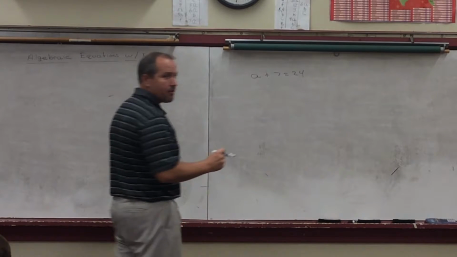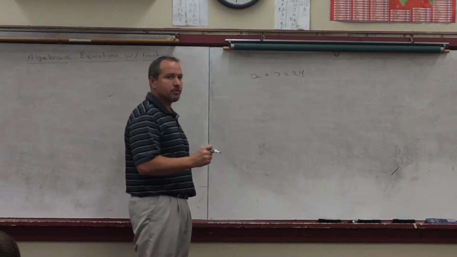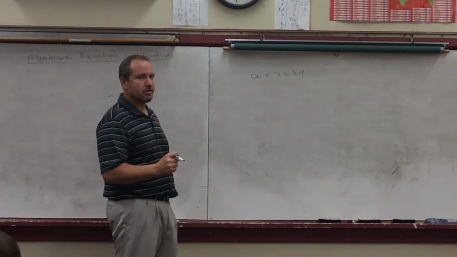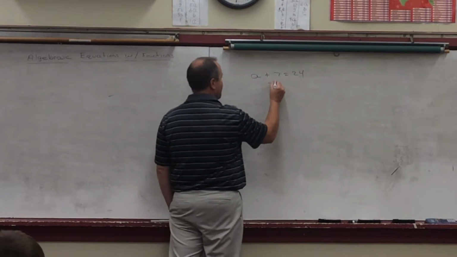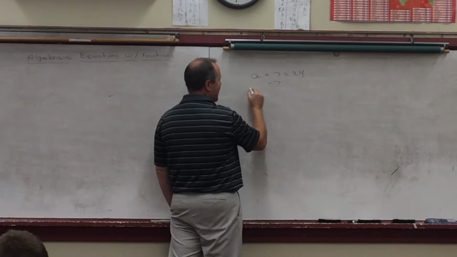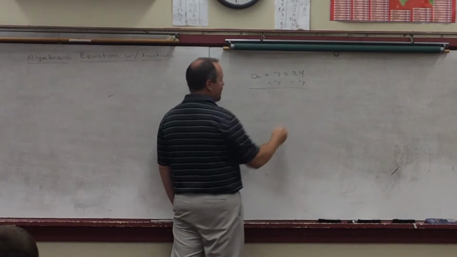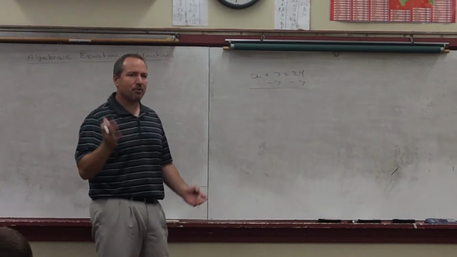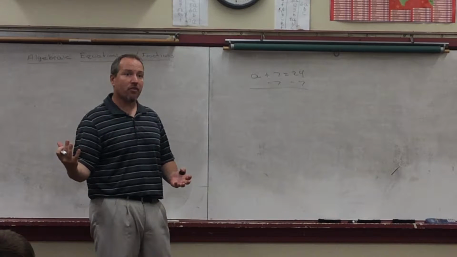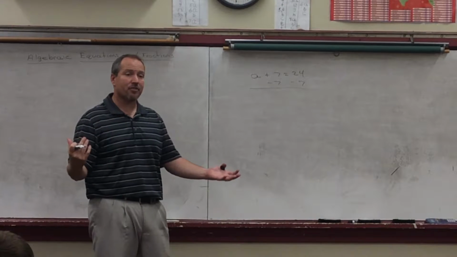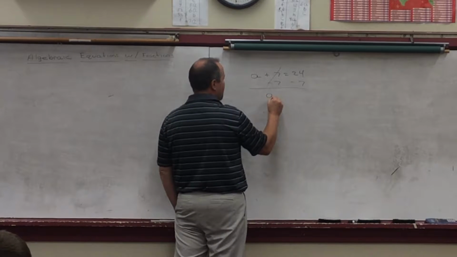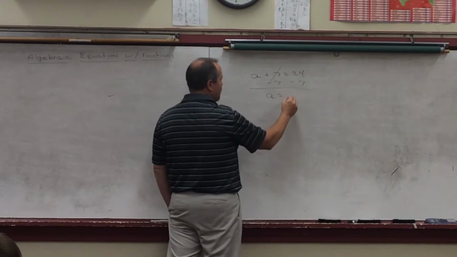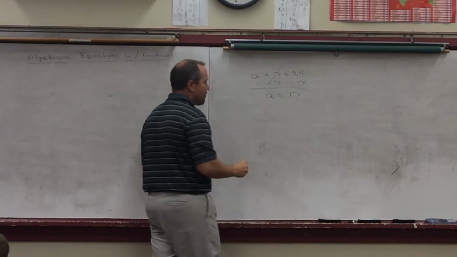Nadia? We basically put a minus 7 under the 7, and they just cancel each other out. Okay, and you put another one under the other side. Just like on a balance beam or a seesaw, if you take 7 pounds off of one side, you need to take 7 pounds off the other side to keep it balanced. So we do the inverse operation. We have a equals, now 24 minus 7 would be 17.